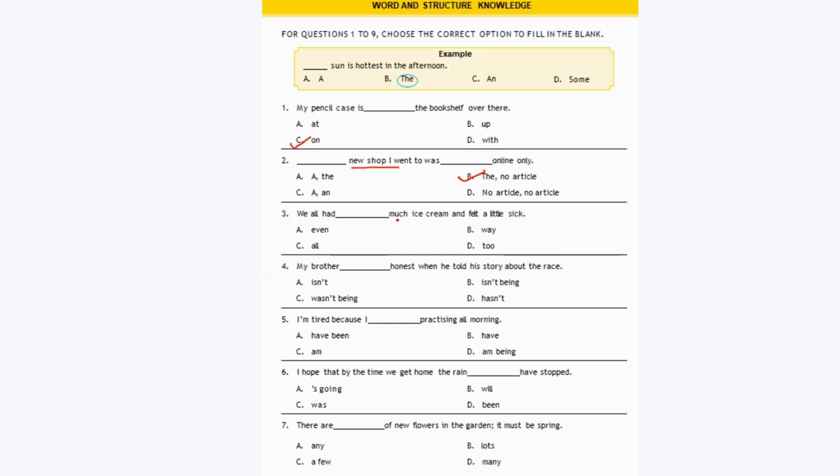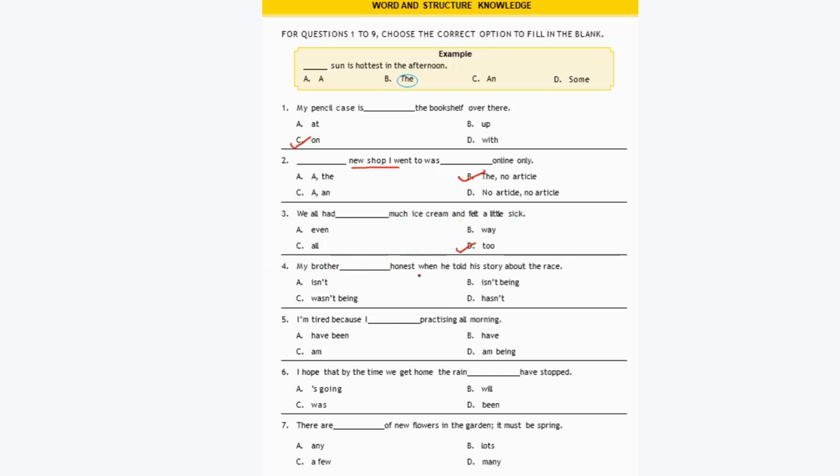Now let's move to the third question. "We all had a dash much ice cream and felt a little sick." So you have to give a proper adverb here: we all had too much ice cream and felt a little sick.